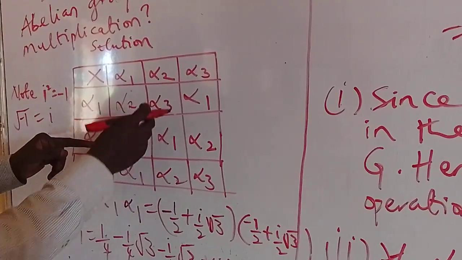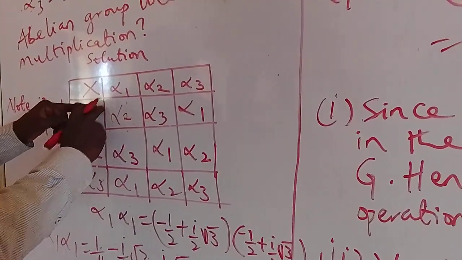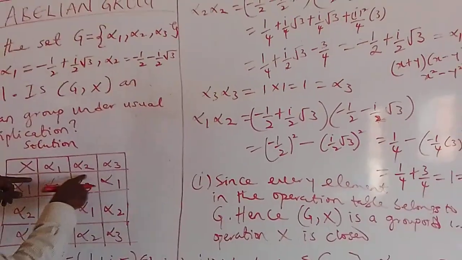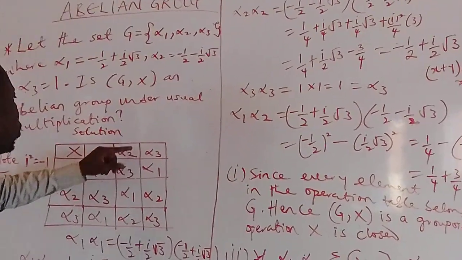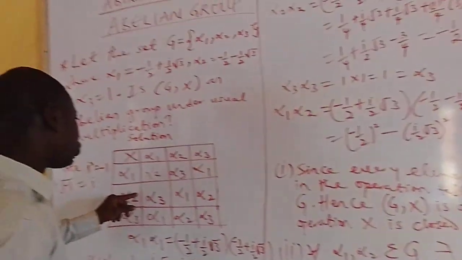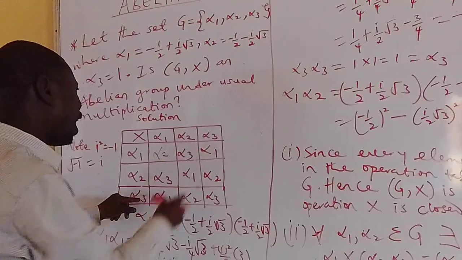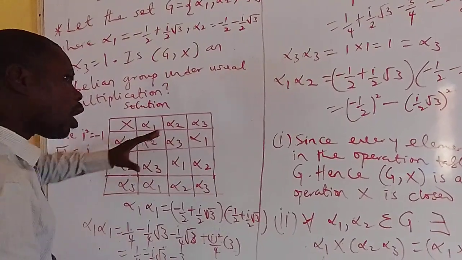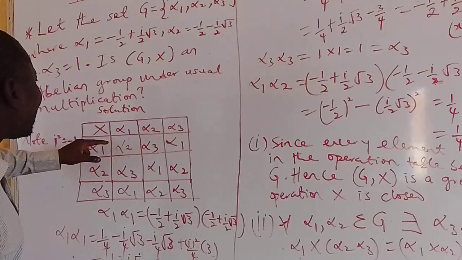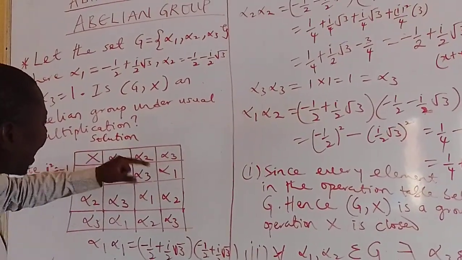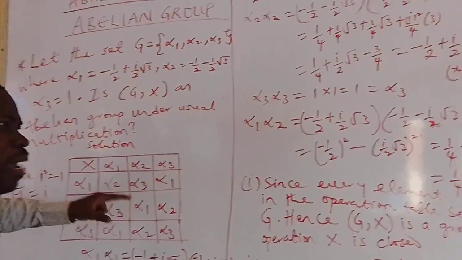Now, in this operation table, when alpha 1 is operated on alpha 2, the result is identity. It's clear that our identity element is alpha 3. So alpha 1, alpha 2 is alpha 3. Alpha 2, alpha 1 is alpha 3. Alpha 3, alpha 3 is alpha 3. So what we are trying to do here is that any element you operate on another element and the result is the identity, definitely that second element will be the inverse of the first element.